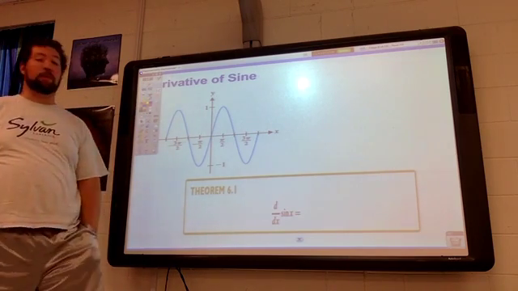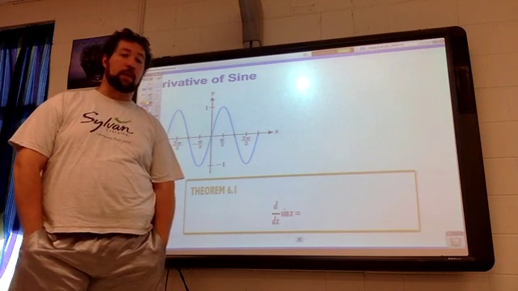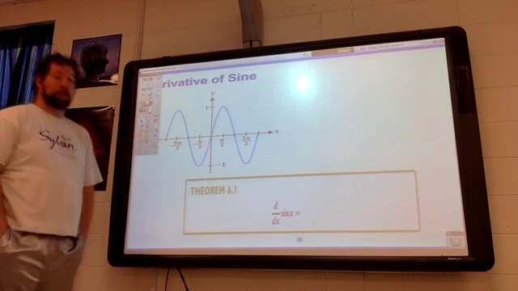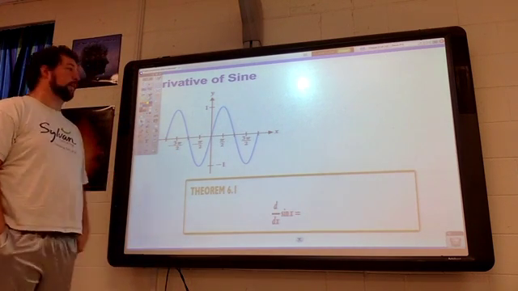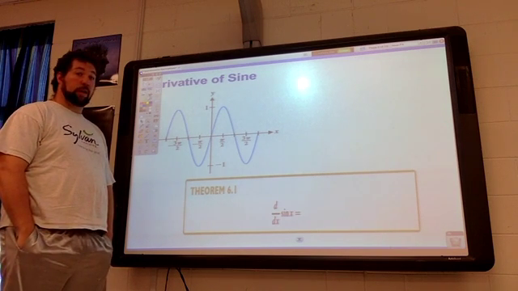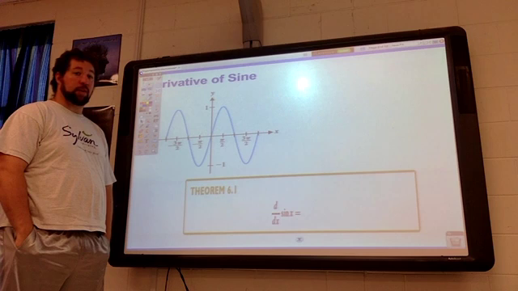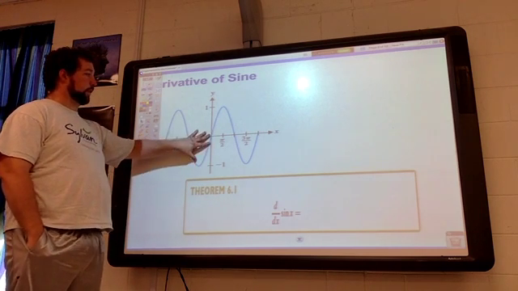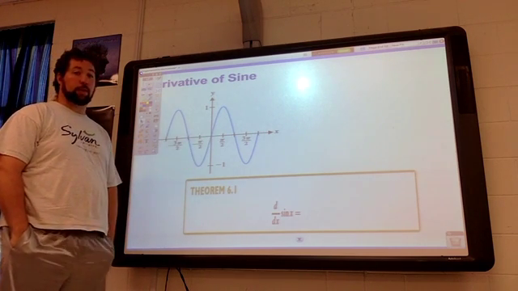Alright, so let's find the derivative of sine. For the first couple, we're going to derive them, figure out what they are just by using a little intellect that some of us have, some of us don't. So just follow along, and then we'll talk about memorizing them and actually using them. So this right here is the sine function.